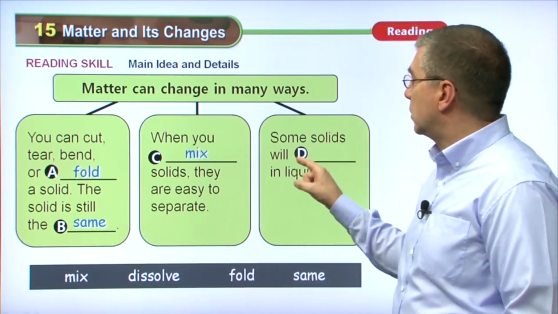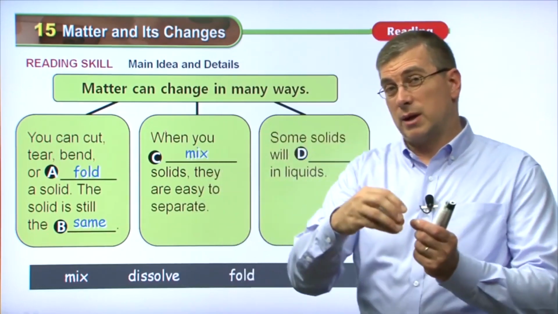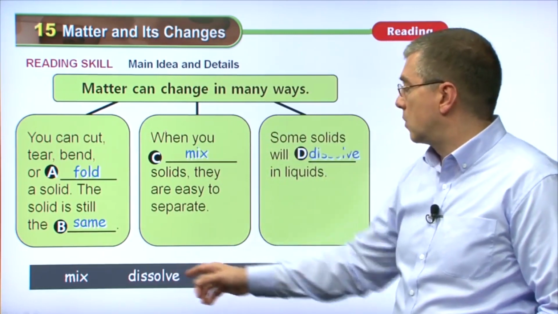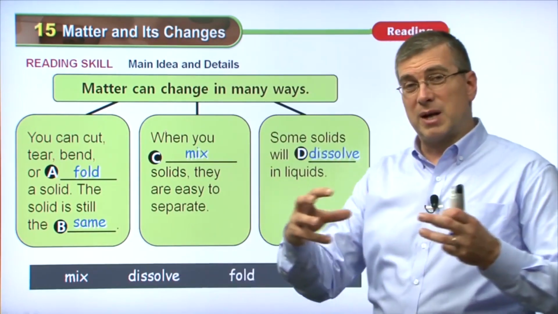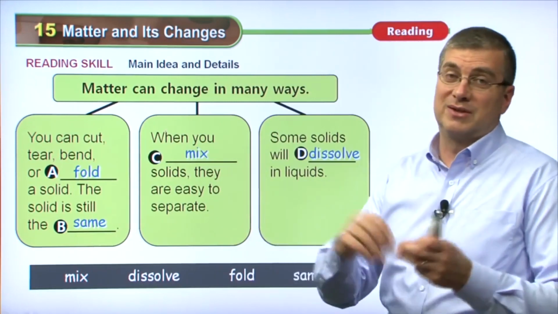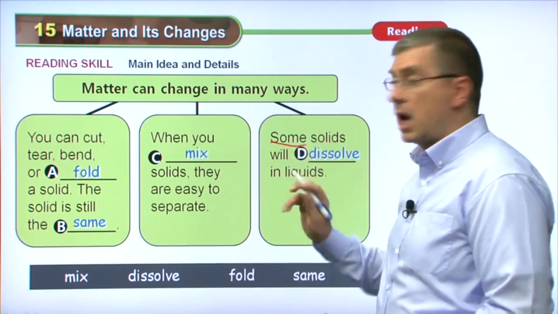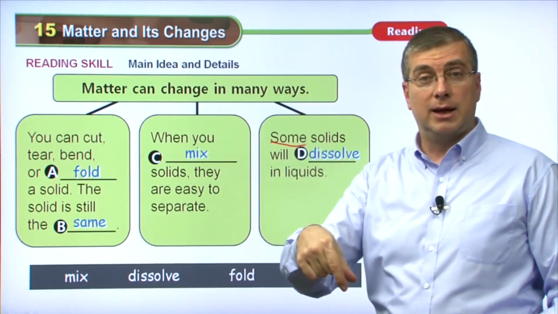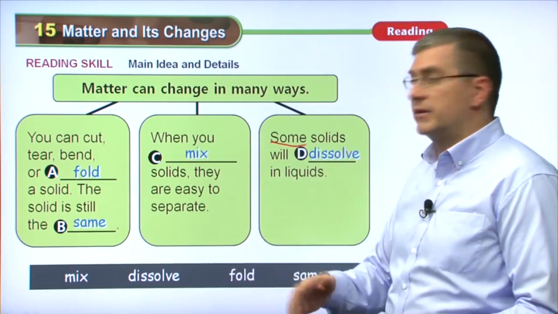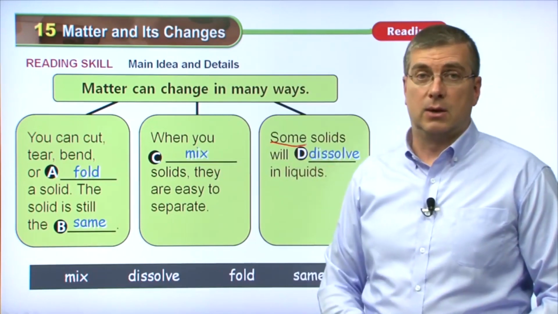Finally, some solids will blank in liquids. So if you take a solid, you mix it with a liquid, some, not all, but some solids will do what? Of course, they will dissolve. They will become part of that liquid, right, in the solution. And, of course, you won't be able to separate those. But remember, the key point here is some, not all. Remember, if you put a rock in a glass of water, it doesn't dissolve, right? You can still separate it. So some solids like sugar, medicine, things like that, they will dissolve in liquids.